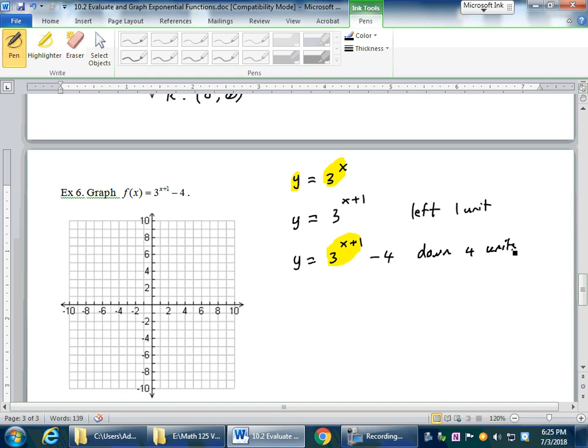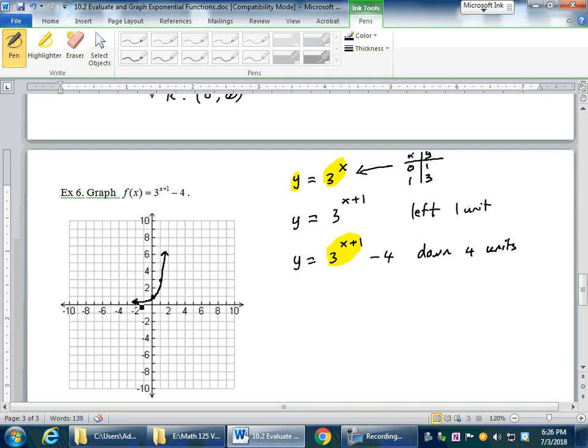So to get the parent graph fast like before, I'm going to plot the points x and y. When x is 0, my y will be 1 because 3 to the 0 power is 1. When x is 1, my y will be 3 because 3 to the 1 power is 3. That will help me to get my parent graph a lot quicker. So right here is 0, 1, and the next will be 1, 3. And then we know the shape of the graph, so it will be going like this, a lot faster. So this is a sketch.